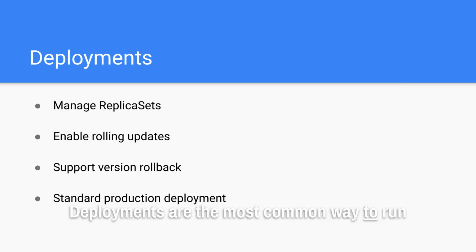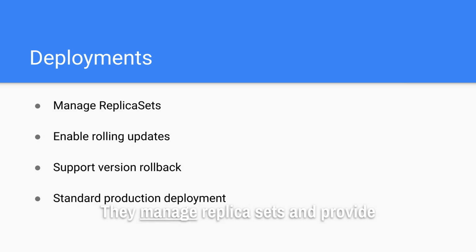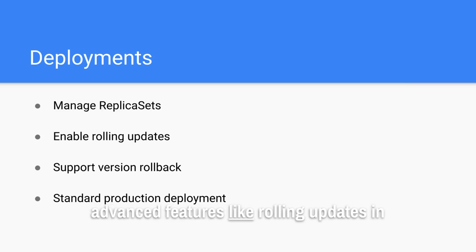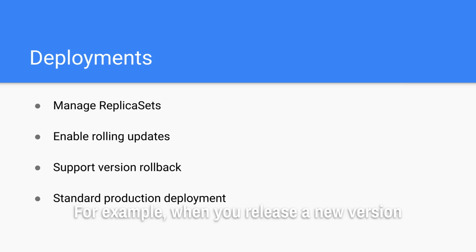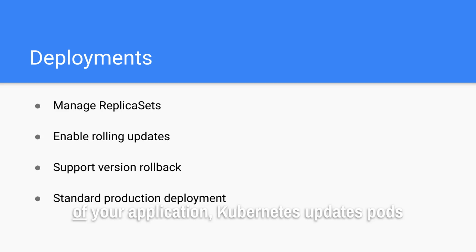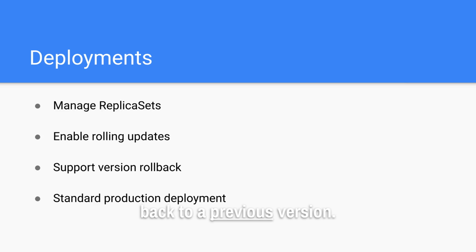Deployments are the most common way to run applications in Kubernetes. They manage ReplicaSets and provide advanced features like rolling updates and version rollbacks. For example, when you release a new version of your application, Kubernetes updates pods gradually without downtime. If something goes wrong, you can quickly roll back to a previous version. In real production environments, most stateless applications are deployed using Deployments.